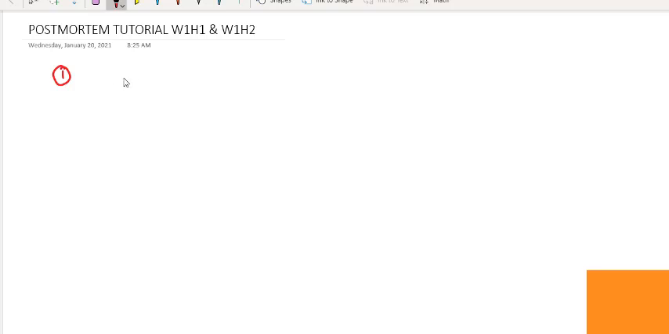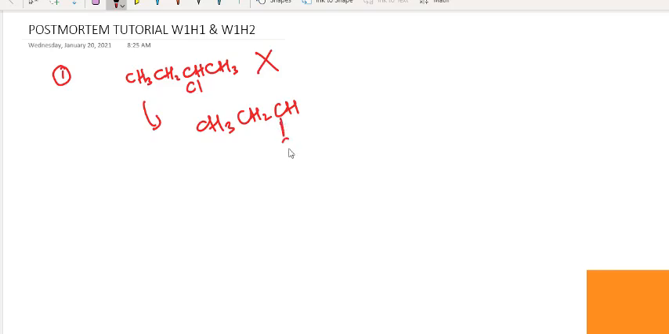For example, some of you draw the structure like this: CH3, CH2, CH, CH3, and Cl, mistakenly drawn like this. So this is obviously not correct. Okay, so we have to show the bond or the atom connect to what atom. For example, the correct structure is CH3, CH2, CH, Cl, CH3. So this is the correct answer.